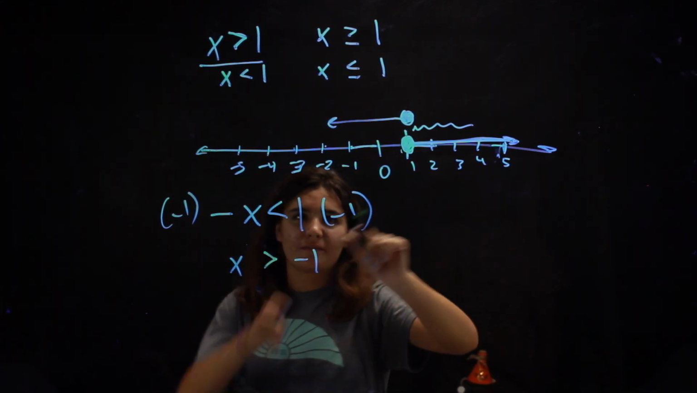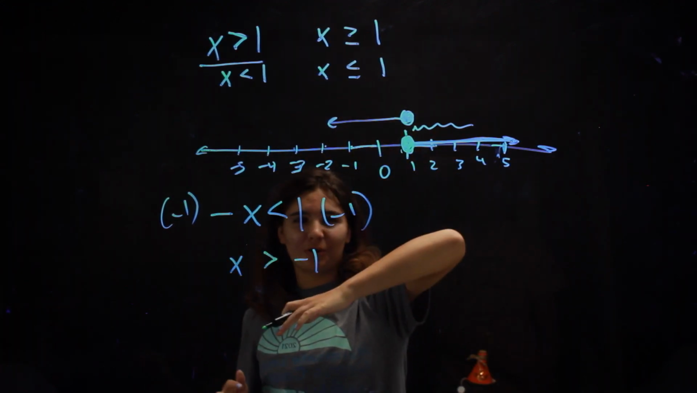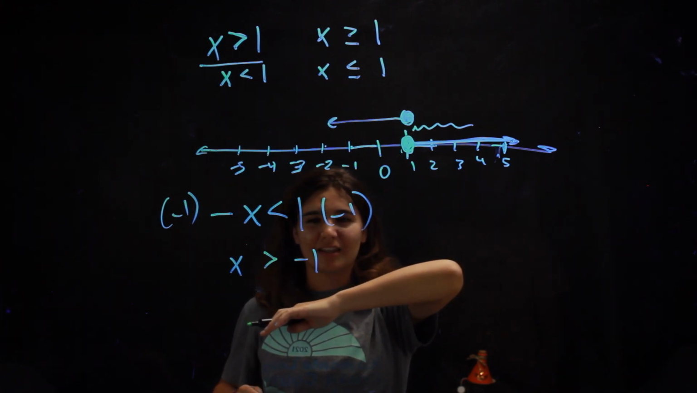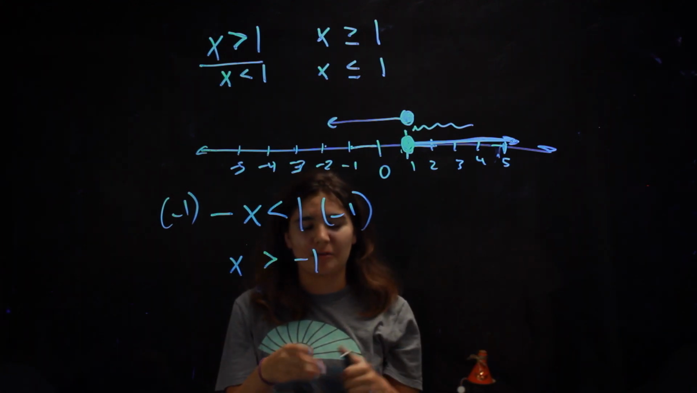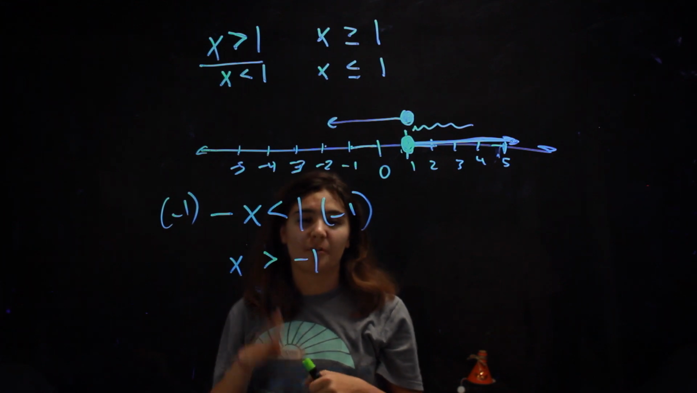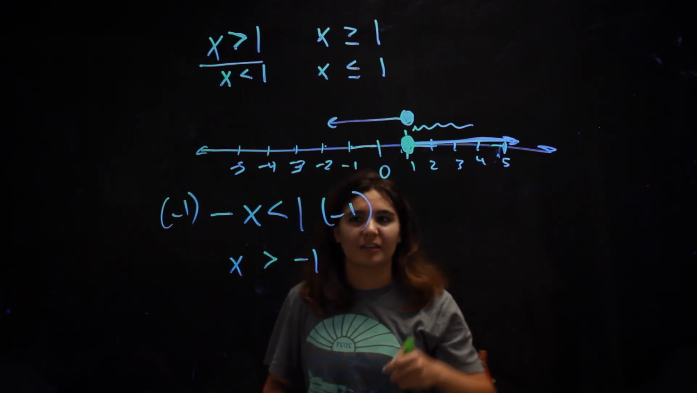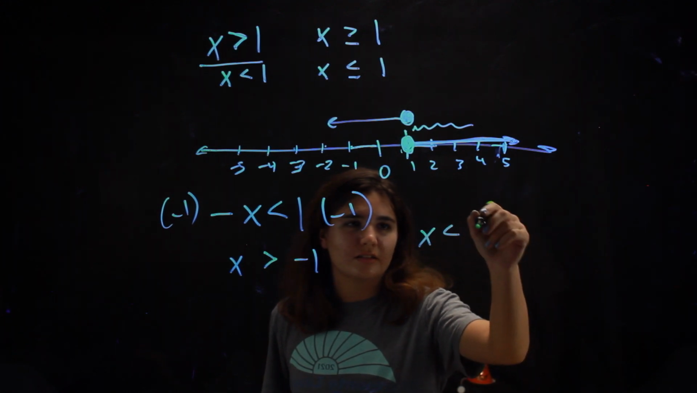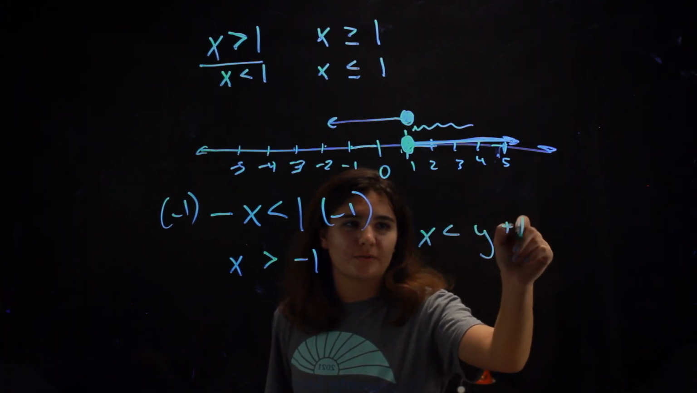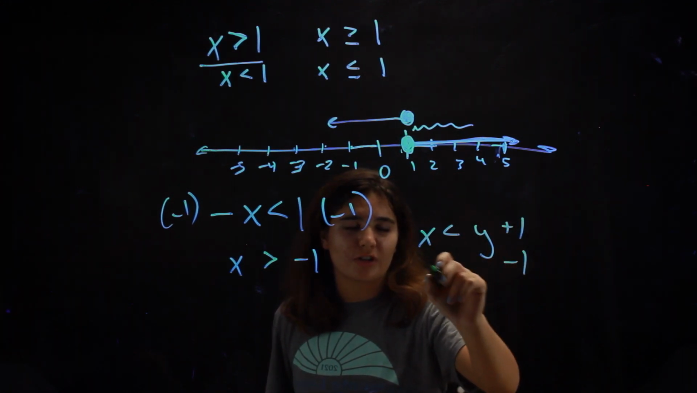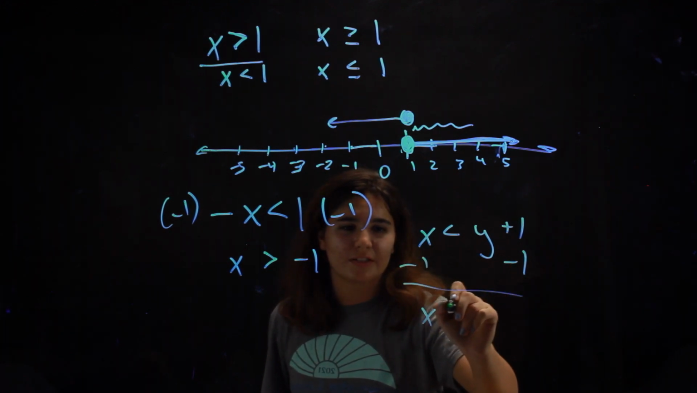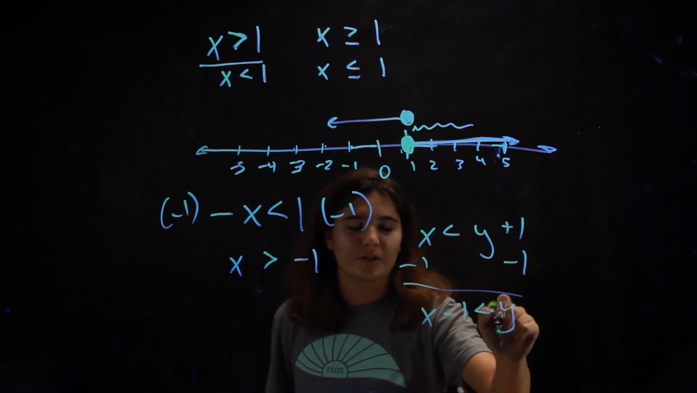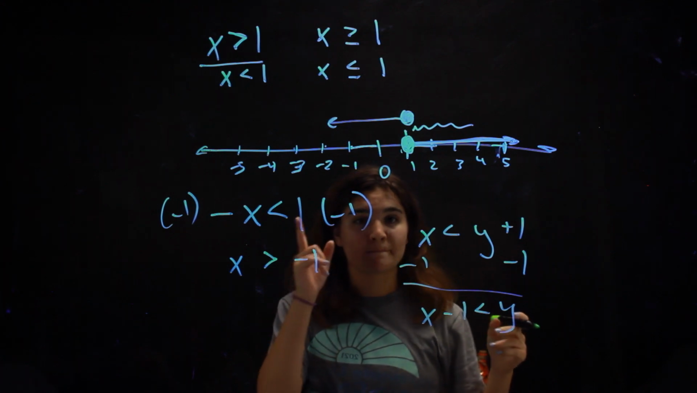Think of it as flipping the whole axis, basically. You can't just leave the sign when you're multiplying or dividing by a negative, but you can leave it when you're just adding. If this was x is less than y plus 1, if you subtracted this, you can leave it. This would be x minus 1 is less than y, and that's totally fine.